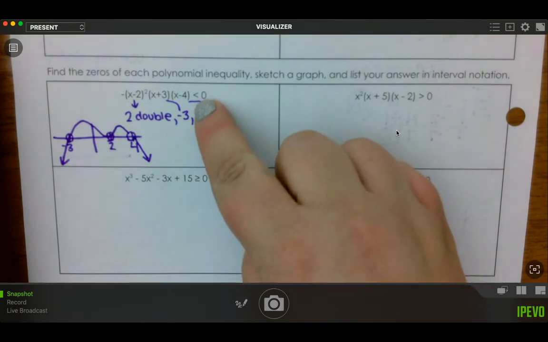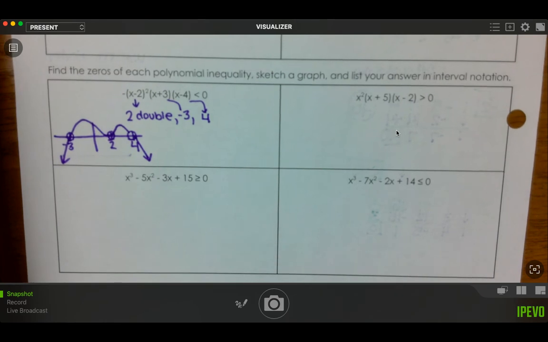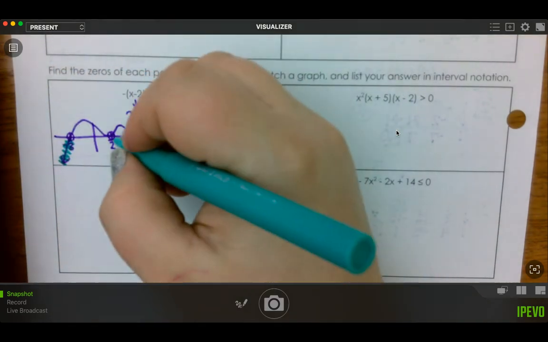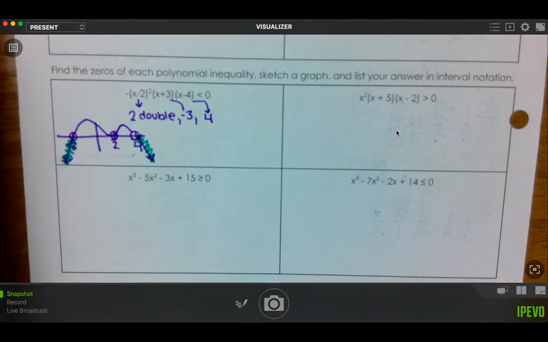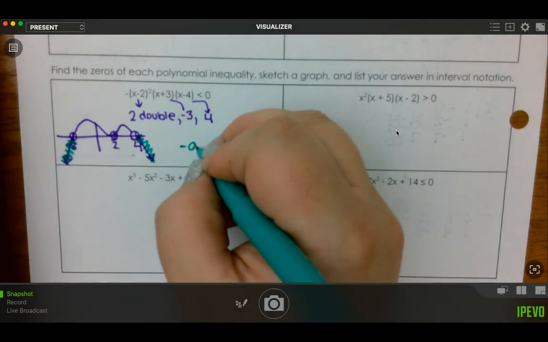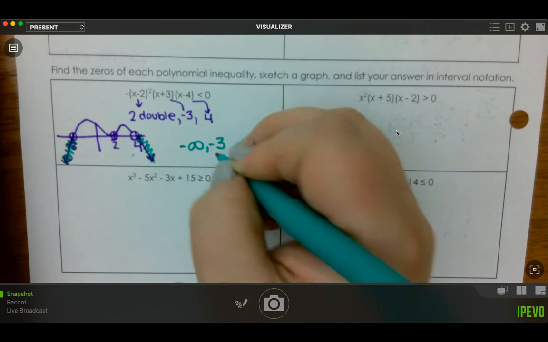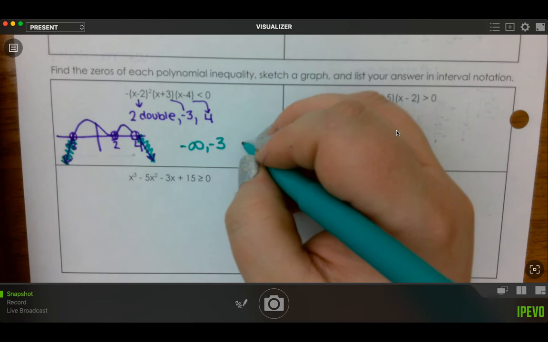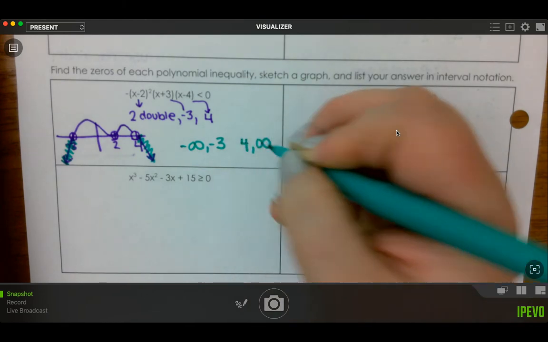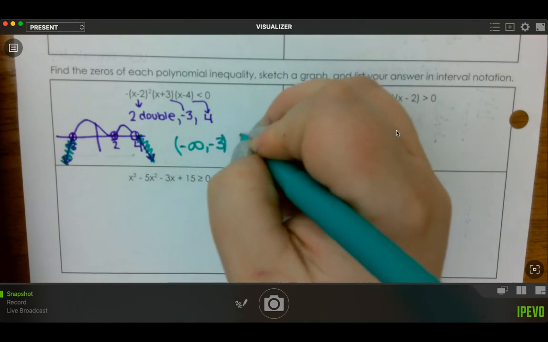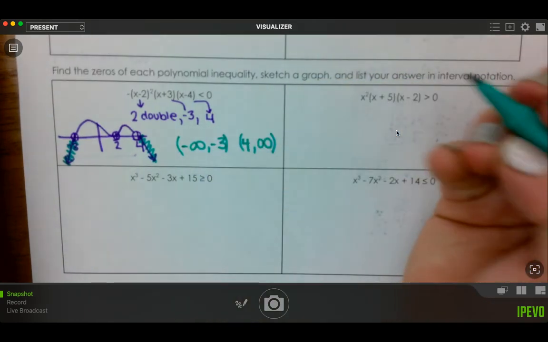This says less than 0. That means that my answers are the parts that are less than 0 or below the x-axis. So this one goes left forever but stops at -3. So that would be -infinity to -3. This one starts at 4 and keeps going to the right forever. So that would be 4 to infinity. Since we don't have any closed circles, I'm going to use all parentheses and put a U in between.